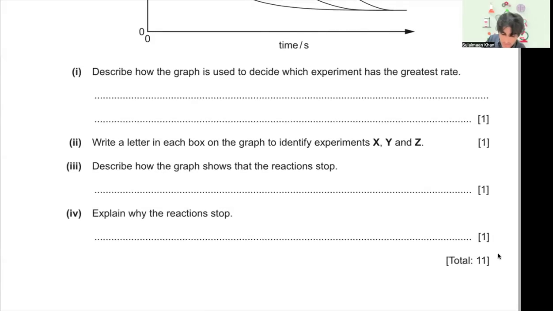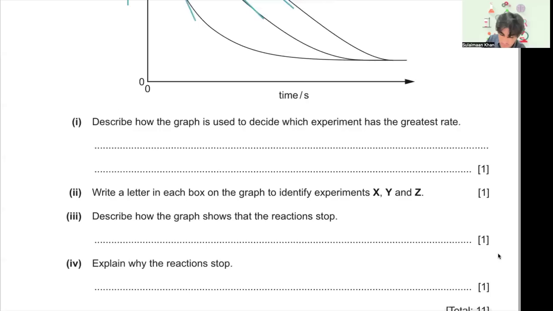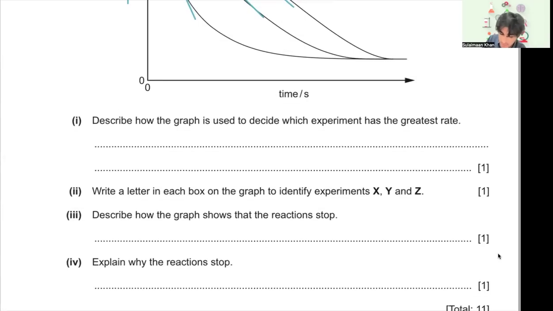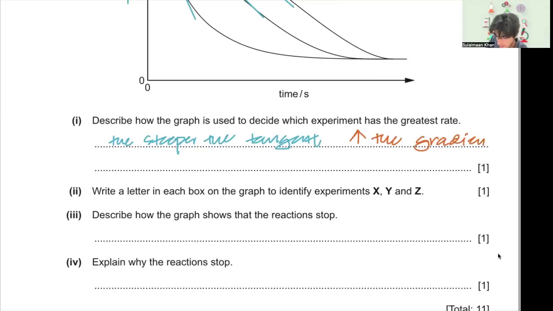Describe how the graph is used to predict which experiment has the greatest rate. How is it used? The steeper the gradient, or the steeper the curve, no, sorry, the steeper the tangent, or you could even say gradient, the higher the gradient, and therefore the higher the rate of reaction. We've already written it.